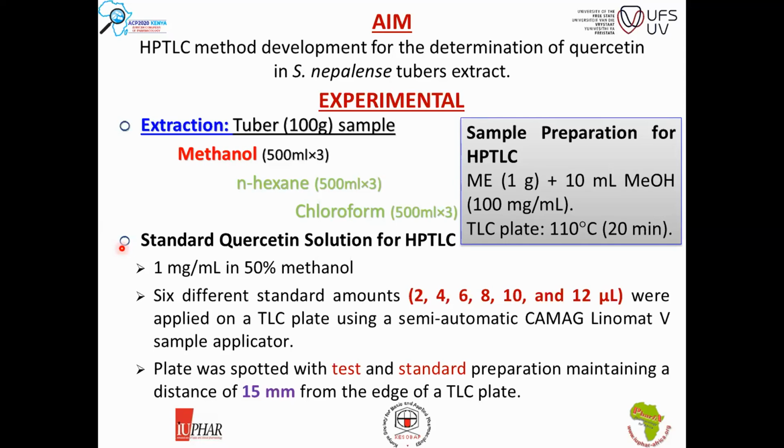The methanol extract was subjected to sample preparation for HPTLC. The sample was prepared at 100 mg per ml, and parallelly the TLC plates were kept in an oven at 110 degrees centigrade for 20 minutes. The standards were prepared at a concentration of 1 mg per ml in 50% methanol. From that, we prepared 6 different standard amounts and applied them on the TLC plate using a semi-automatic CAMAG Linomat 5 sample applicator along with the sample. So the next slide.